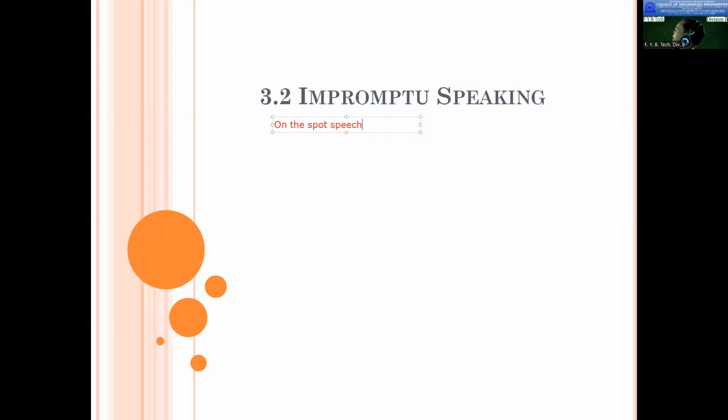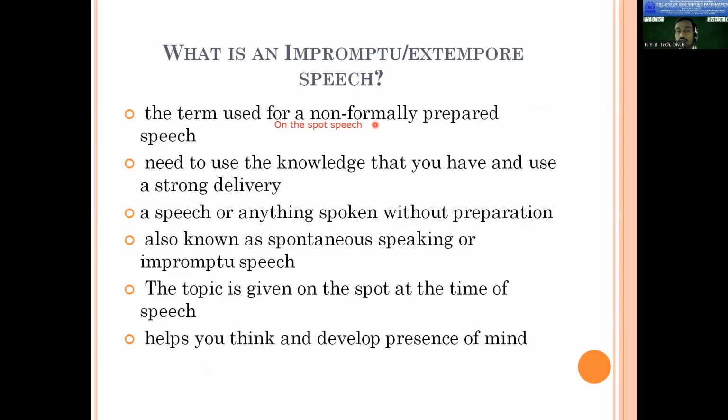You might have seen such kind of talks on television shows. A number of times topics are announced at the 11th hour, and then they start discussing these things. So for that also we are going to see some of the things here. Let's go to the next one. First of all, you'll understand what is an impromptu speech or extempore speech.